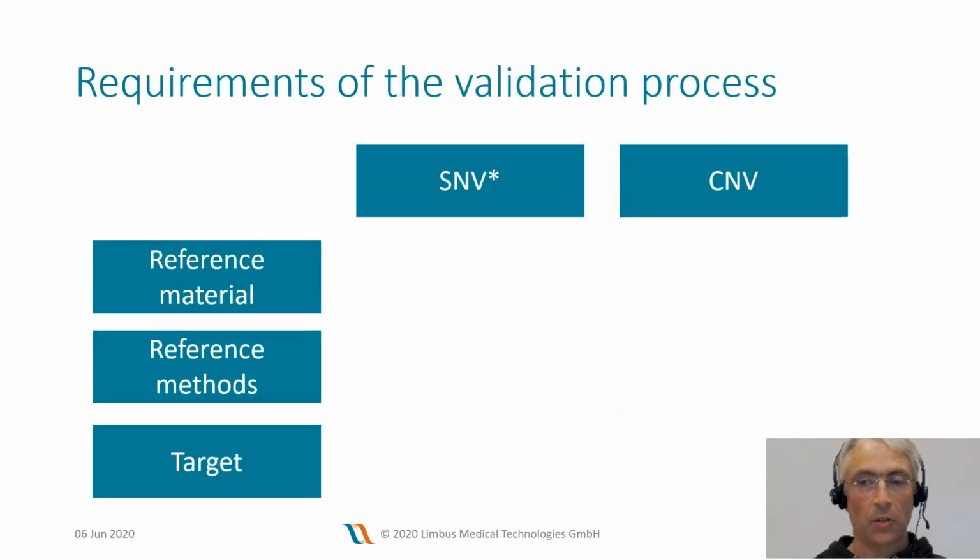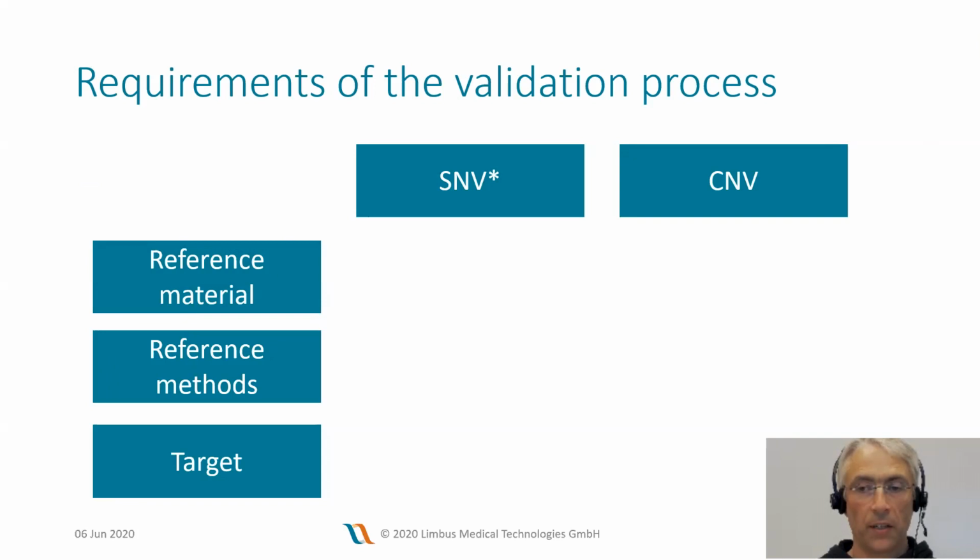Let's take a closer look at how the validation process should be structured. I'm listing here the differences between the SNV validation and the CNV validation of a whole exome diagnostic assay. Please note that every time I say SNV, I actually mean SNV and indels. I'm not only referring to single nucleotide variants here, but to small variants in contrast to copy number variations.